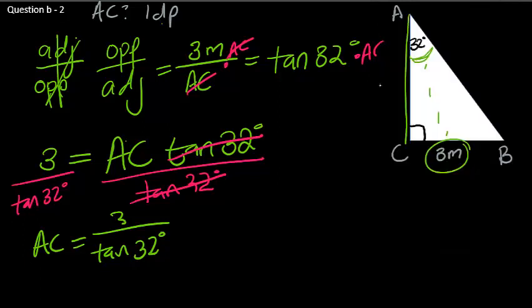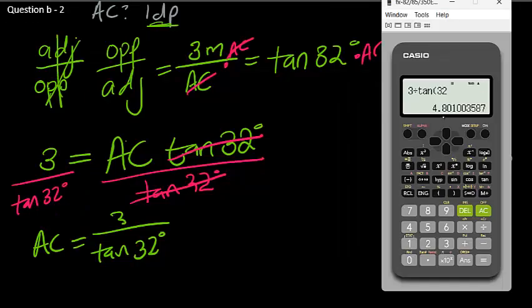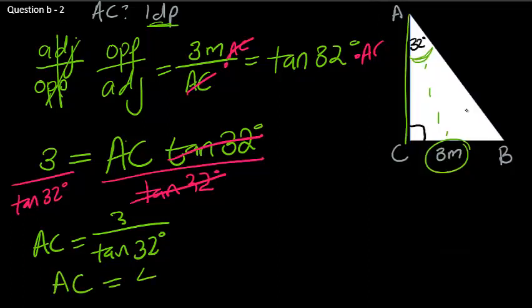4.801. I want one decimal place, so I am going to say 4.8. Look at the next number. 0 says stays the same. AC is 4.8, 4.8 units long.